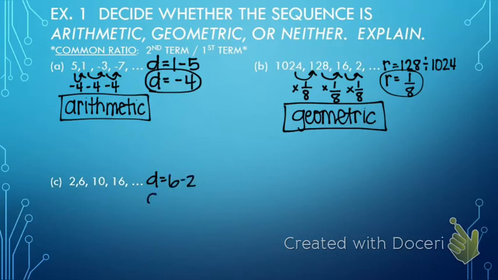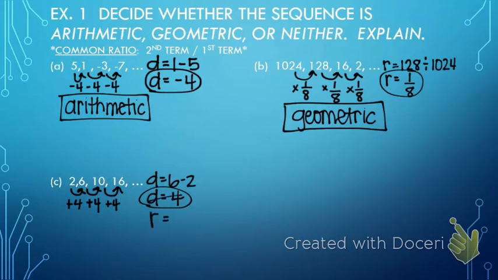All right, how do we find the common difference for this one? 6 minus 2. So the common difference is equal to 4. All right, so let's test it. 2 plus 4 is going to give us 6. What's 6 plus 4? 10. What's 10 plus 4? 14. So that doesn't work. So we cross it out, which means now we got to find a common ratio.